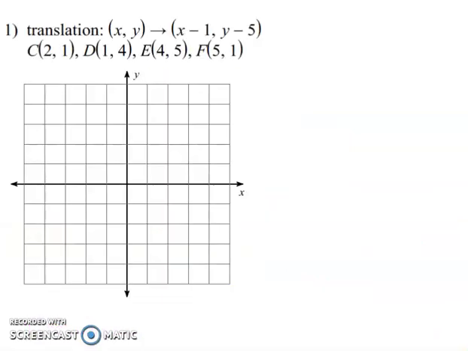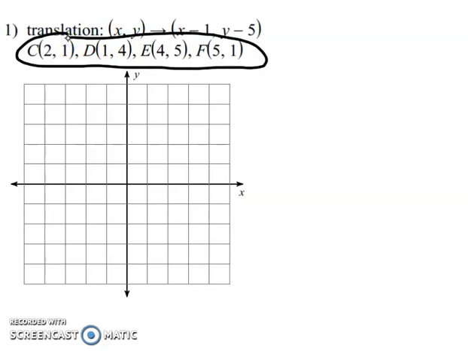So let's talk about a translation. They're giving us the rule here. It says we're starting out with x comma y, and then we're going to be taking that x and subtracting 1, taking the y and subtracting 5. And we're given these 4 coordinate points. So what I'm going to do first is I'm going to graph what we call the pre-image. This is the shape before the transformation is occurring. So I'm going to graph all these 4 right here, our 4 original coordinate points.